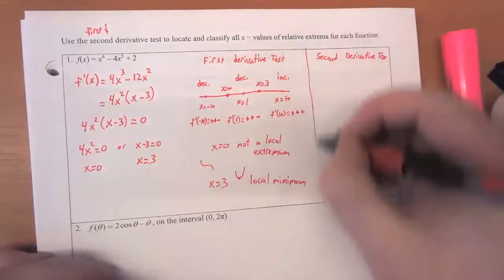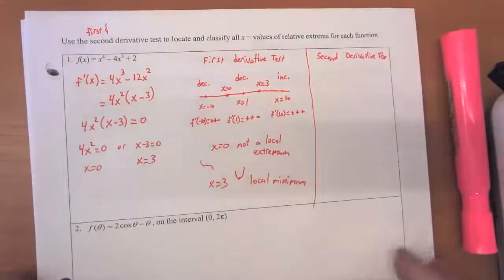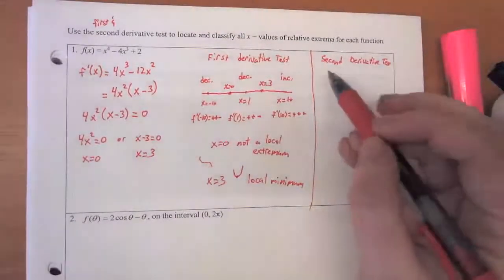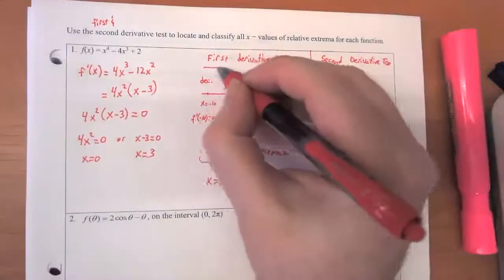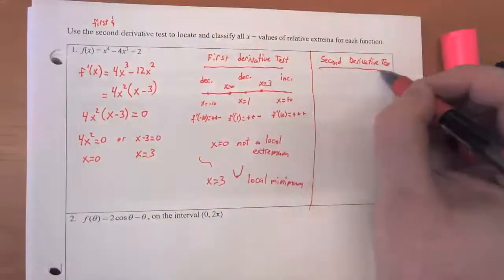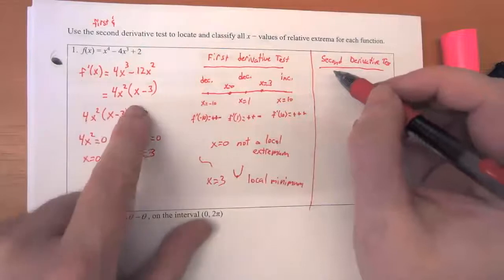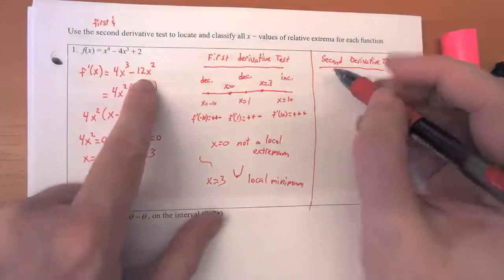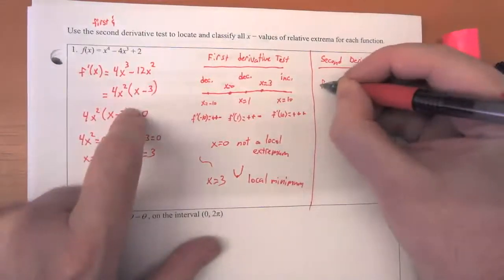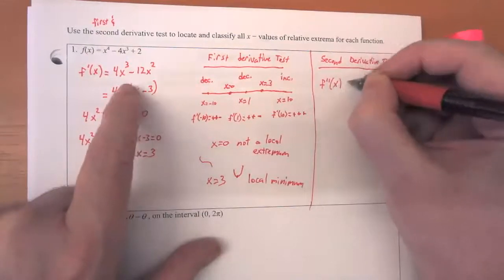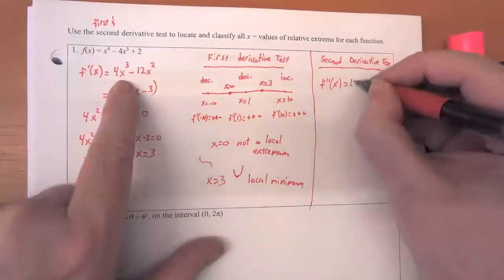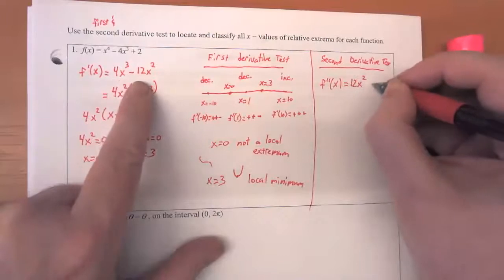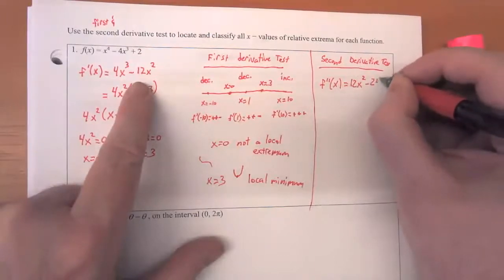All right, so that's how we do it with the first derivative test. Let's test with the second derivative test. For the second derivative test, we need to calculate the second derivative of f. So the first derivative is 4x cubed minus 12x squared. So the second derivative of x is equal to 12x squared minus 24x.